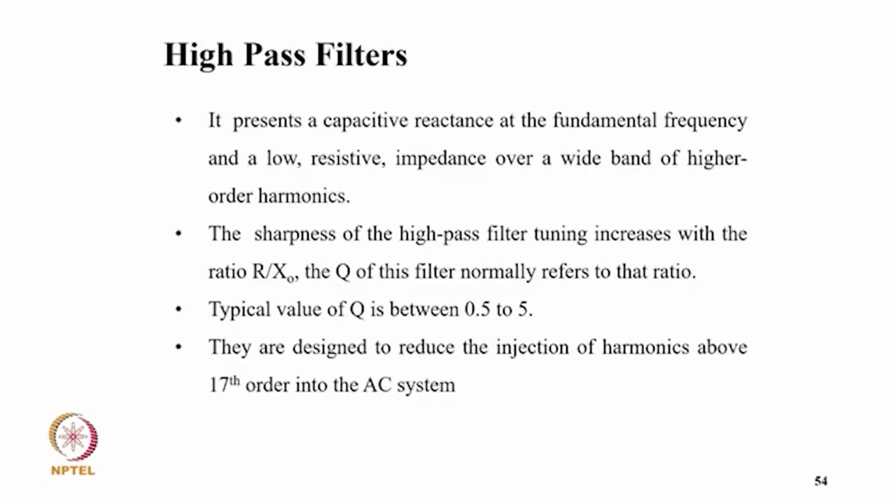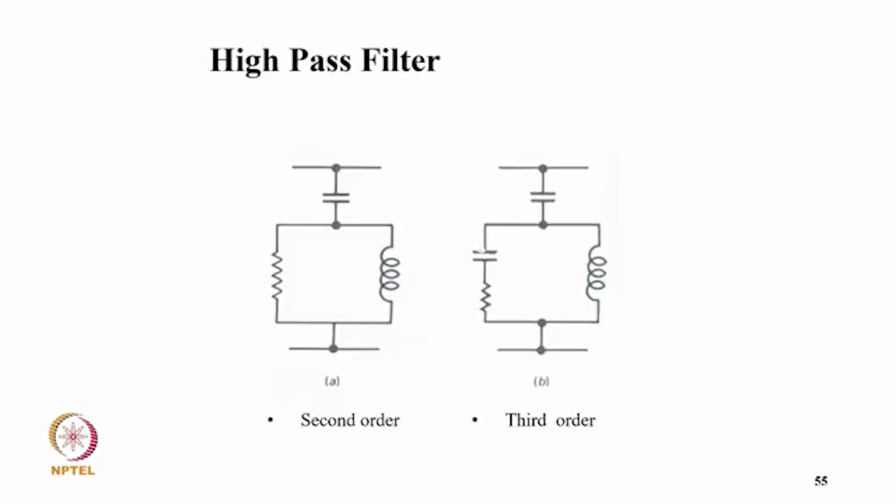So coming to high pass filters, they present a capacitive reactance at the fundamental frequency and low resistive impedance over the wide band of higher order harmonics. The sharpness of the high pass filter tuning increases with the ratio R upon X0, and the Q of this filter normally refers to this ratio. The typical value of Q is between 0.5 to 5. They are designed to reduce the injection of harmonics above the 7th order into the AC system. And this is a high pass filter.